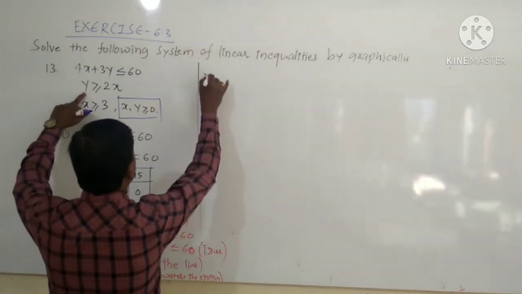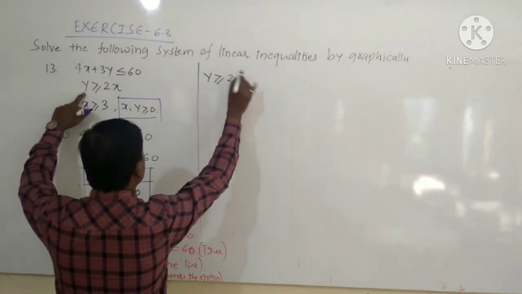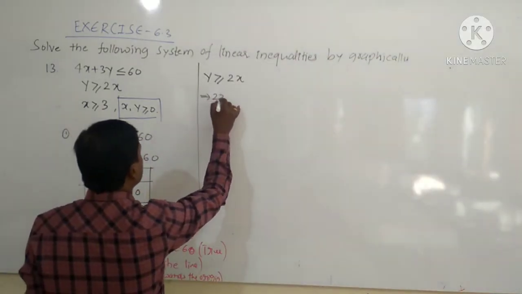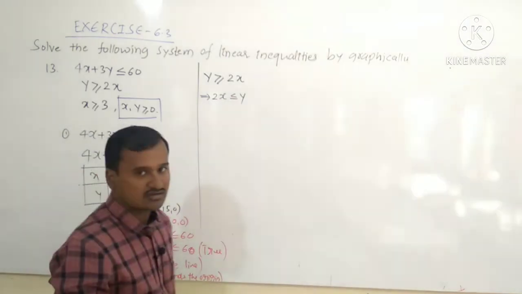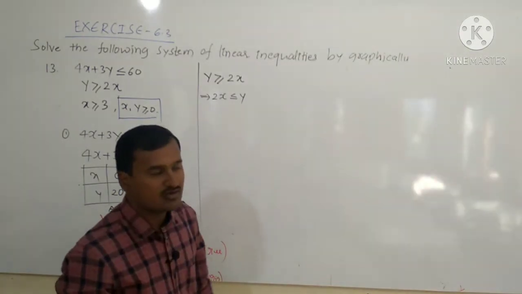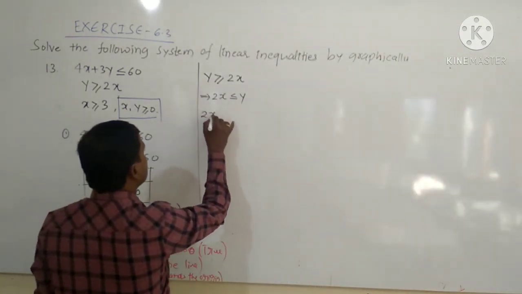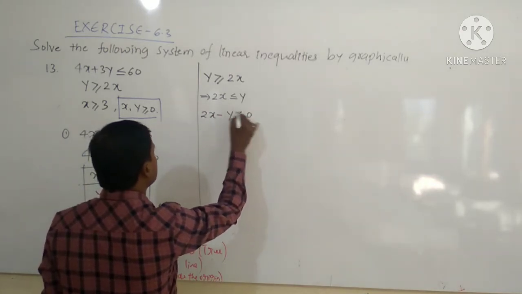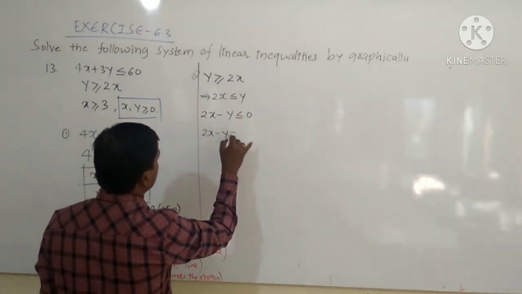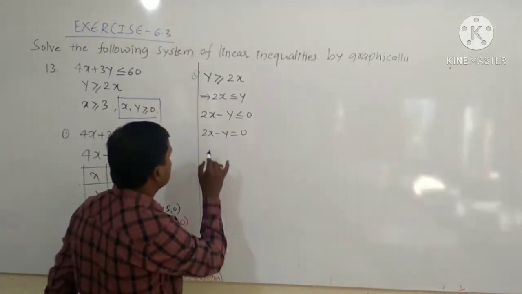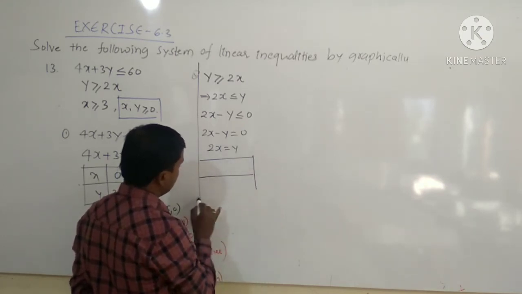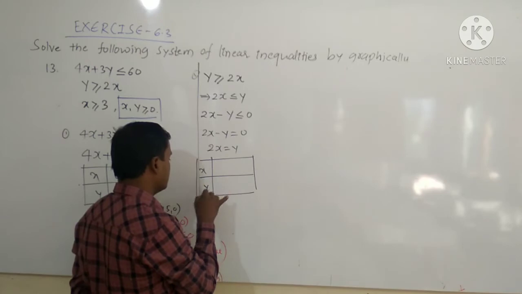Second one is what? y is more than or equal to 2x. So how will we write it? y is more than or equal to 2x means 2x is less than or equal to y. Take this y to this side, so clearly what you are getting is 2x minus y, which is less than or equal to 0. Okay, right. Again 2x minus y equal to 0. So here you should observe, 2x is equal to y. So substitute the value of x, here it is y.